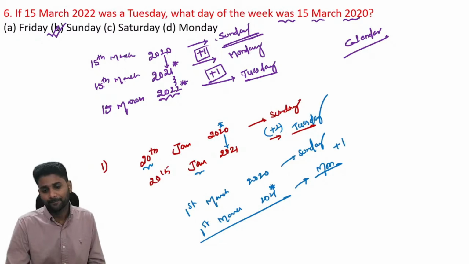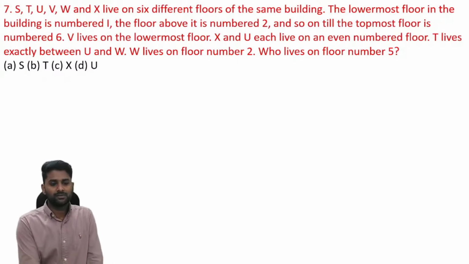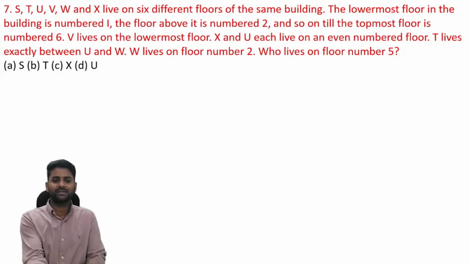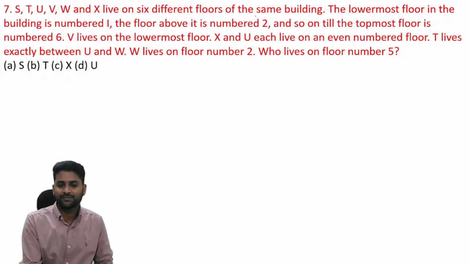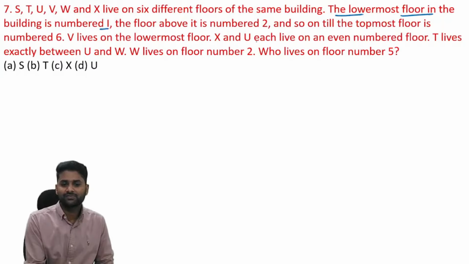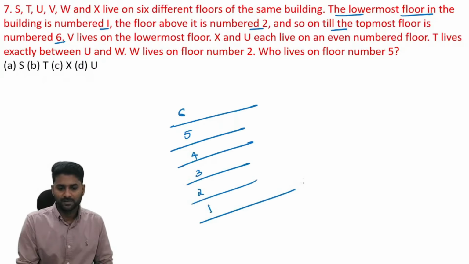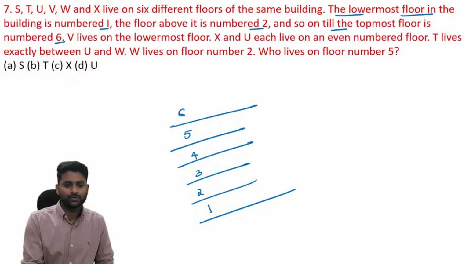Then it becomes Monday. Just find the difference in these two questions. Important model. Now see, S, T, U, V, W, X live on 6 different floors in the same building. The lowest floor number is 1, the next floor is 2, and the top floor is 6. So these are the 6 floors. Let's go through the data.